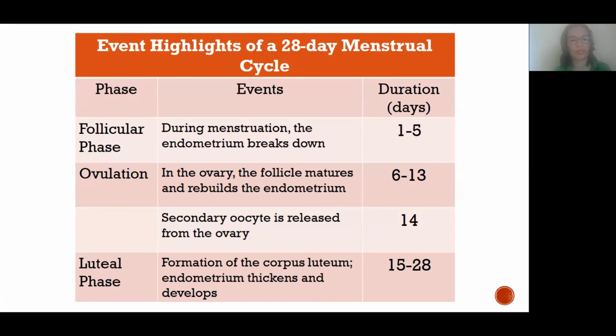Similar to what I explained a while ago, the follicular phase. During menstruation, the endometrium breaks down, 1 to 5 days. Ovulation on the 6th to 13th days, the follicle matures and reveals the endometrium lining. The matured egg is released on the 14th day, and then corpus luteum formation, the endometrium thickens and develops. That is on the 15th to 28th days. Okay, so you have to remember this.